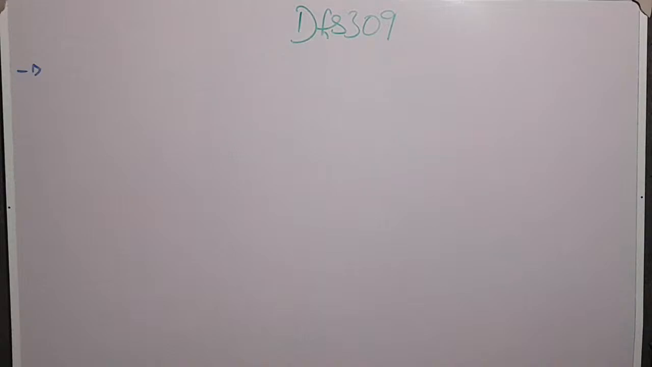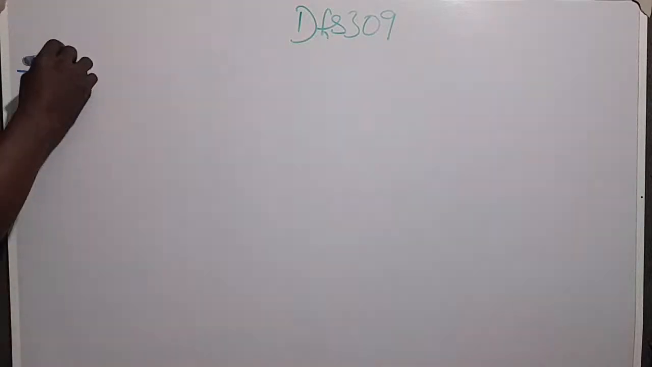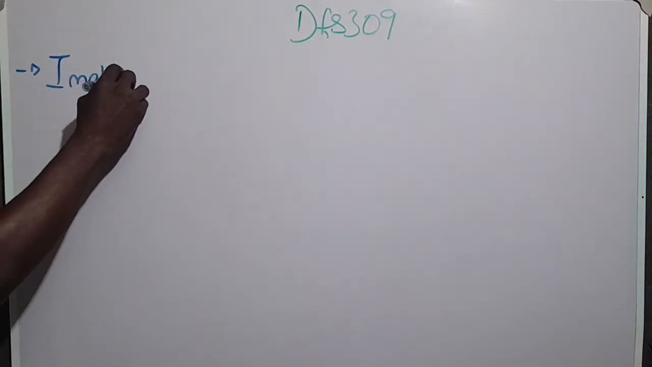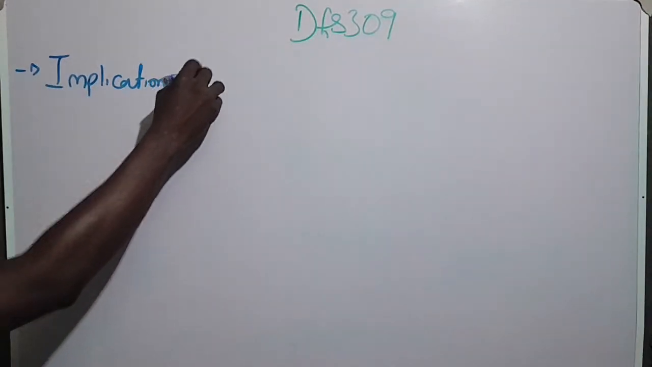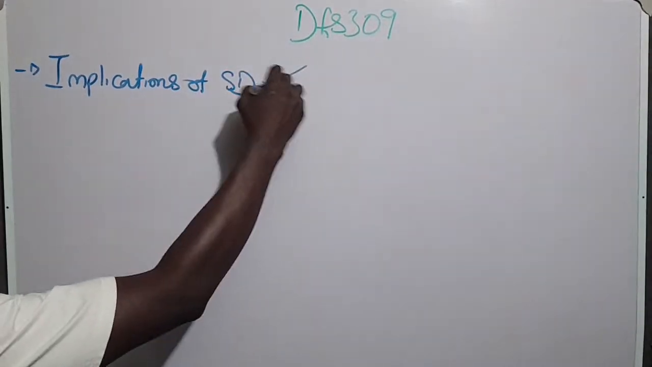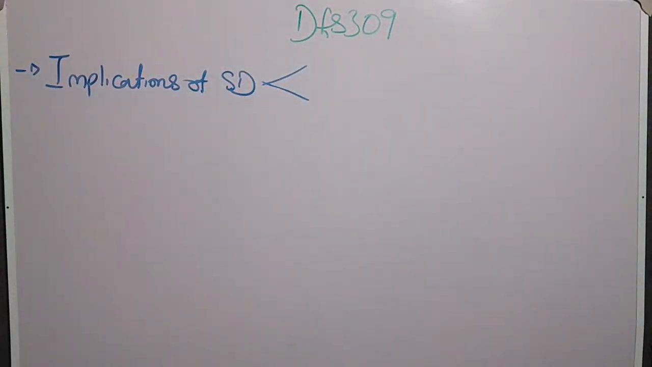So according to the thumbnail, we have the challenges of social development. Just before we talk about the challenges, I want us to quickly talk about the implications of social development itself. Then we talk about the challenges. Social development is largely about improving the options and privileges of the people.